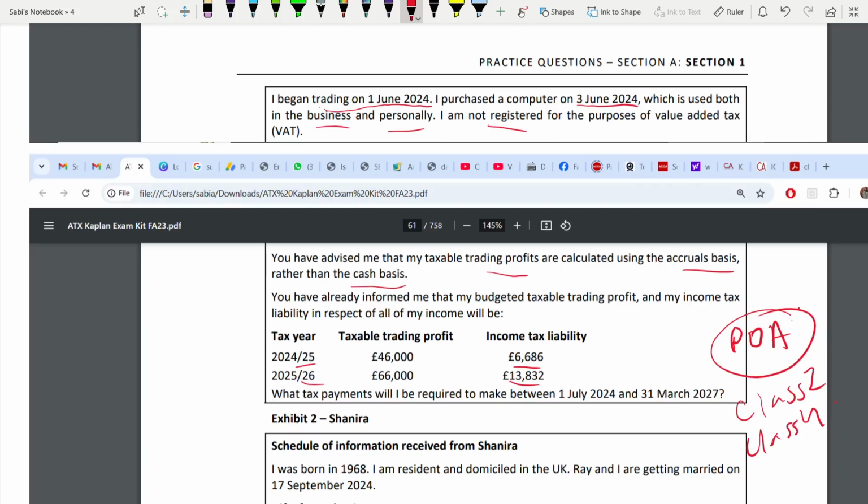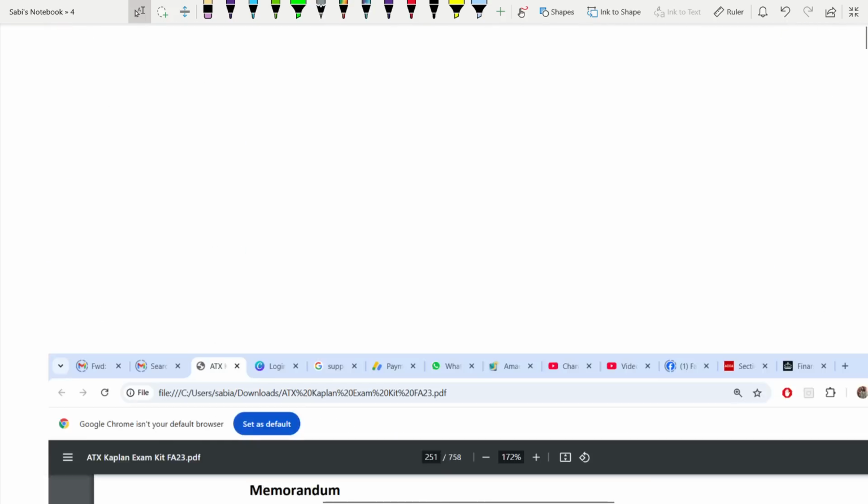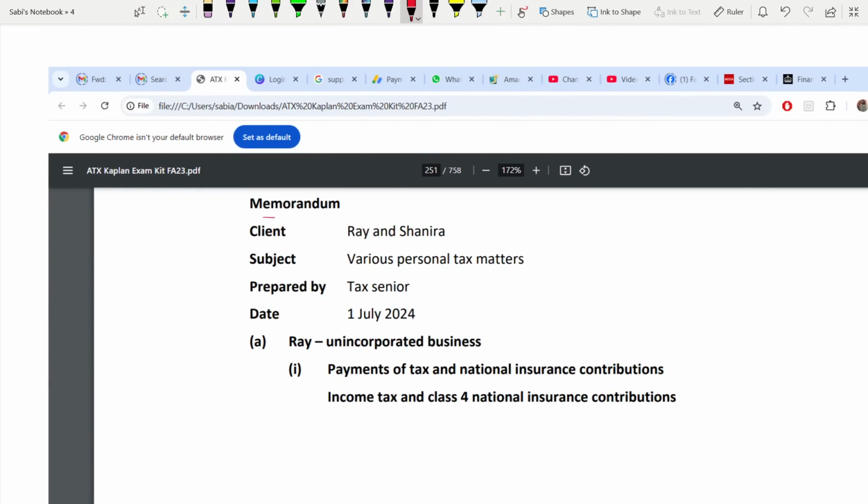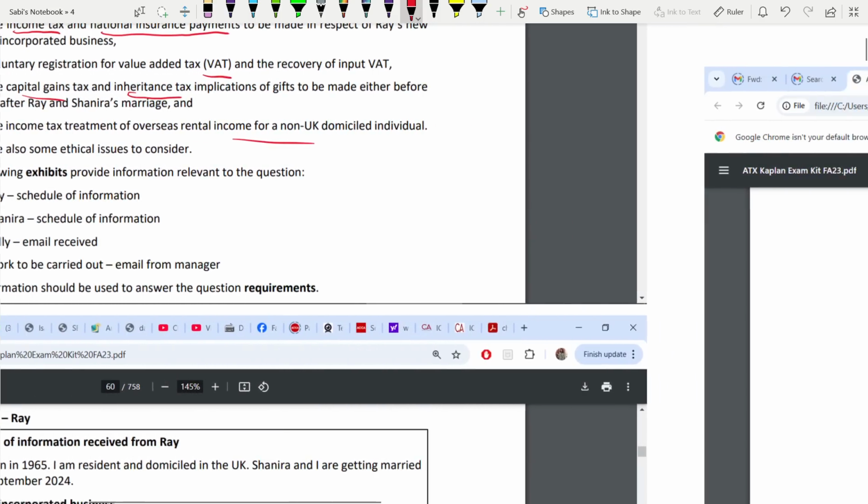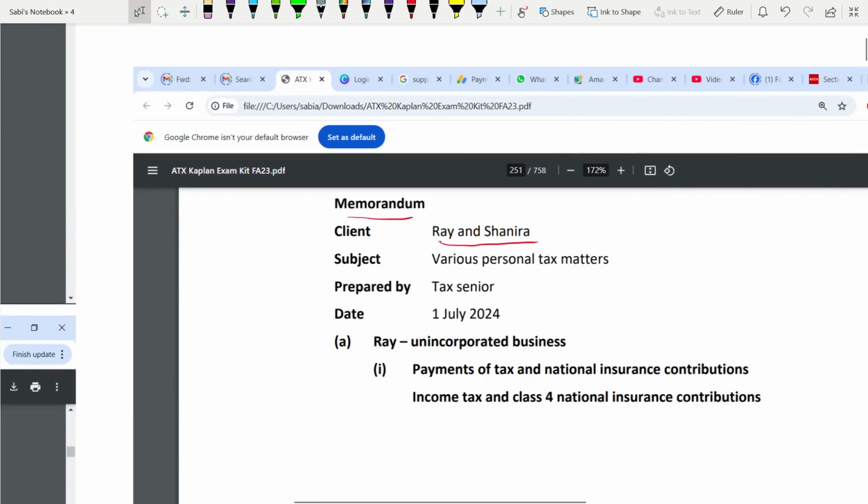Okay, so here I have the answer for you. So you see, this is the format of memo. Memorize it. First you write who are the clients, Ray and Shanira. Okay, we are not having Kelly because Kelly comes in part C. Okay, what should be the subject? If you can't decide on subject, since there are various things, inheritance tax, capital gain tax, VAT, income tax, NIC, then do not write everything, just write various personal tax matters. Keep this as a subject always.